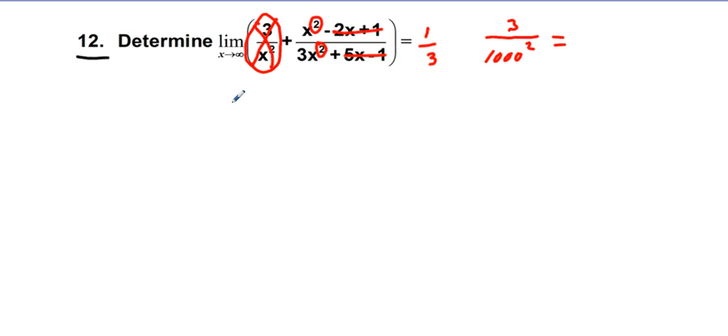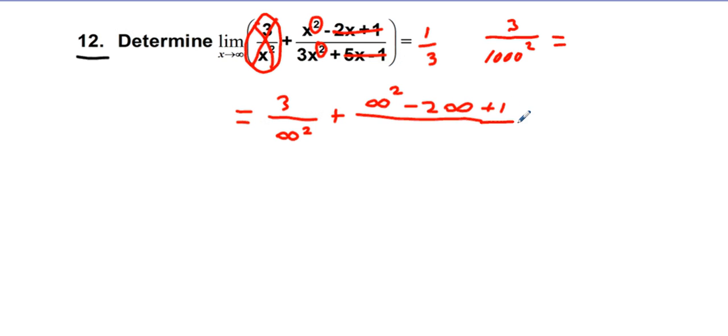Now, one way we can do this is to substitute for infinity, so we can write this as 3 over infinity squared plus, in the numerator, infinity squared minus 2 times infinity plus 1, over 3 infinity squared plus 5 infinity minus 1. And so what we have is the same situation as above.